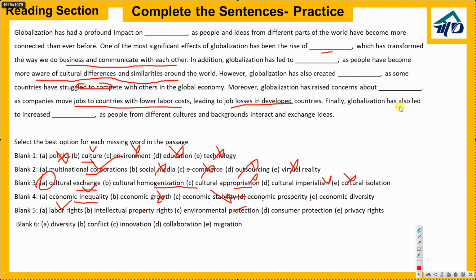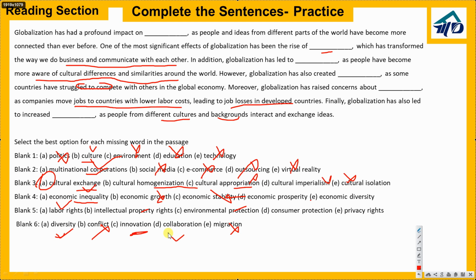Finally, globalization has also led to increased Dash as people from different cultures and backgrounds interact and exchange ideas. Increased diversity, yes. Increased conflict, no way. Increased innovation doesn't fit in this context. Increased collaboration, it can be. Migration, no. Collaboration and diversity both are my options. I'll go with diversity. Why?